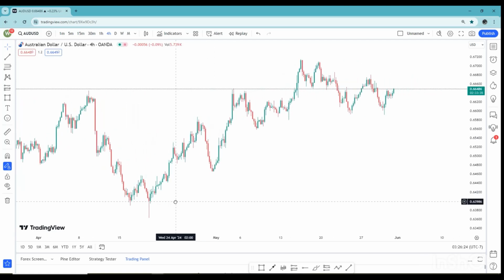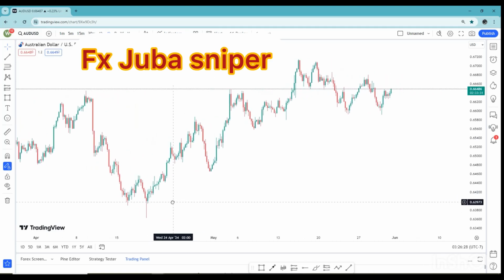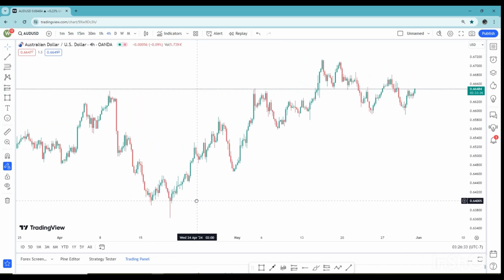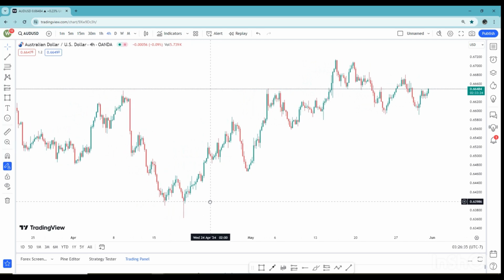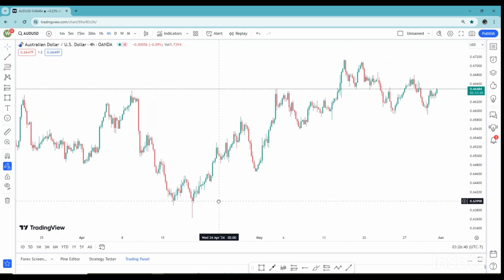In today's video, we're gonna be breaking down market analysis. So as you can see here on the chart, we have AUD USD. So we're gonna do some analysis, then we wanna see what we're expecting from AUD USD.